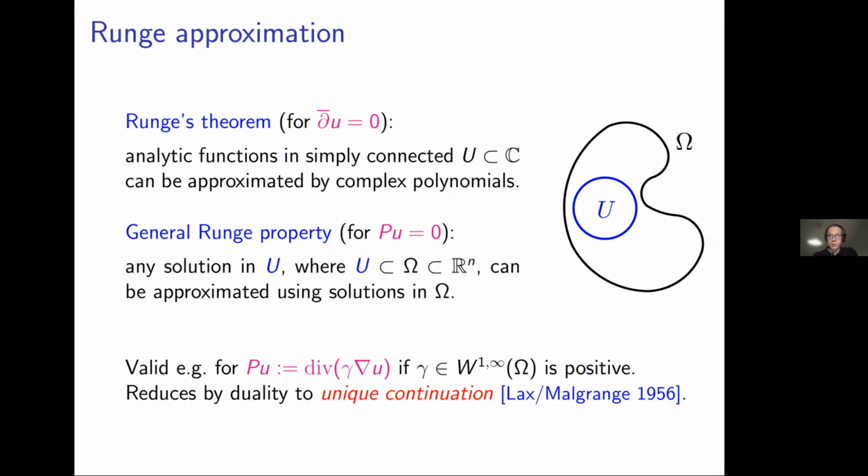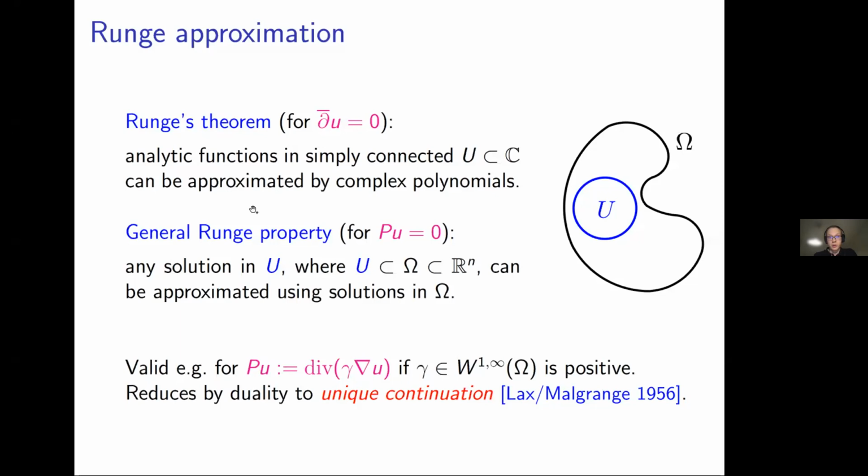So one can kind of think of this theorem more in PDE terms. Analytic functions are solutions of the Cauchy-Riemann equation d bar u equal to 0. So this Runge's theorem is telling you that if you have a solution of d bar u equal to 0 in some subdomain capital U, then you can find solutions of the same equation in the whole complex plane, global analytic functions, which approximate the original function in the subdomain capital U.